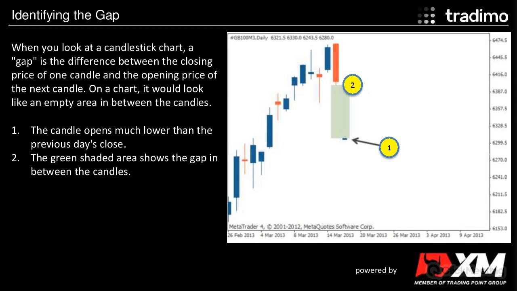When you look at a candlestick chart, for example, now we took here the British pound, a gap is the difference between the closing price of one candle and the opening price of the next candle. On a chart, it would look like an empty area in between the candles. You can see it here between 1 and 2, marked yellow. 1, the candle opens much lower than the previous day's close, and second, the green shaded area shows the gap in between the candles.